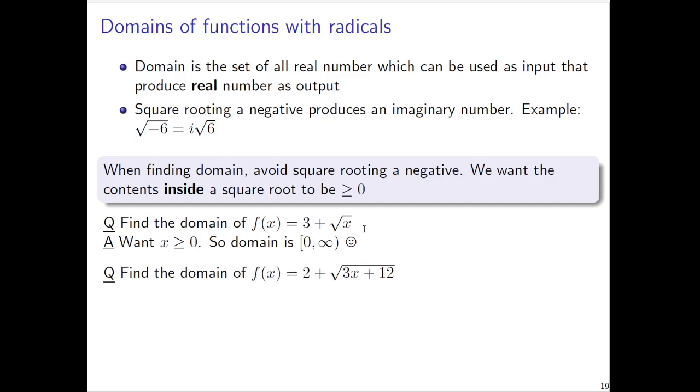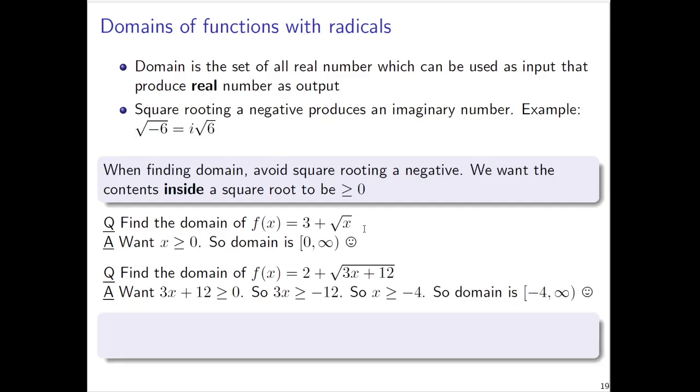Now, find the domain of f of x equals 2 plus root 3x plus 12. So we want the contents inside the square root, and inside the square root was 3x plus 12. We want that to be greater than or equal to 0. Subtract 12 on both sides. 3x is greater than or equal to negative 12. Divide by 3 on both sides. You get x is greater than or equal to negative 4. So we can take as x, or as input, any number starting at negative 4 and anything bigger than that. So the domain is bracket negative 4 comma infinity parenthesis.